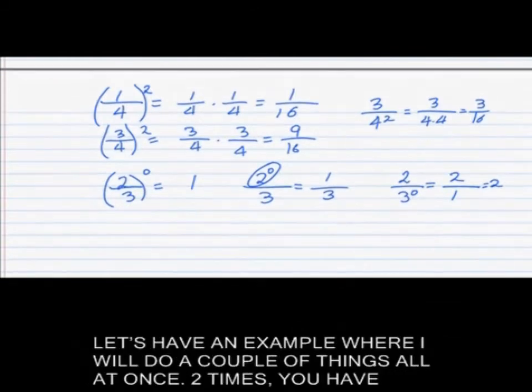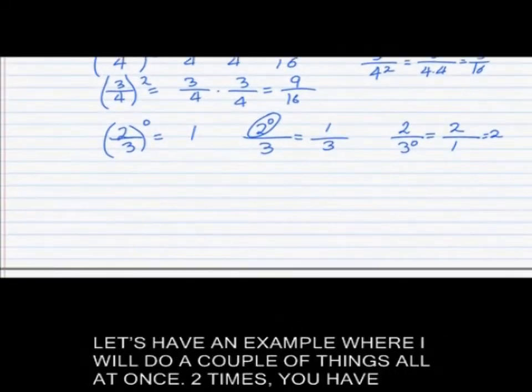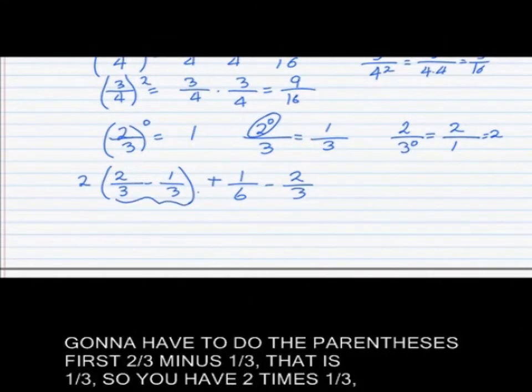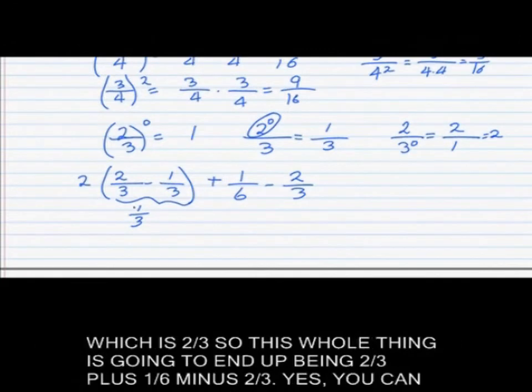Well, let's have an example where I will do a couple of things all at once. 2 times, you have parentheses, and a subtraction, an addition, and a subtraction. So let's do that problem. I'm going to have to do the parentheses first. 2/3 minus 1/3, that is 1/3. So you have 2 times 1/3, which is 2/3. So this whole thing is going to end up being 2/3.